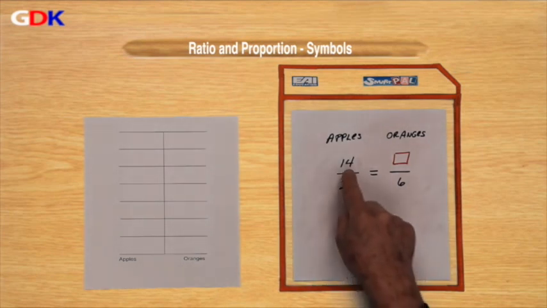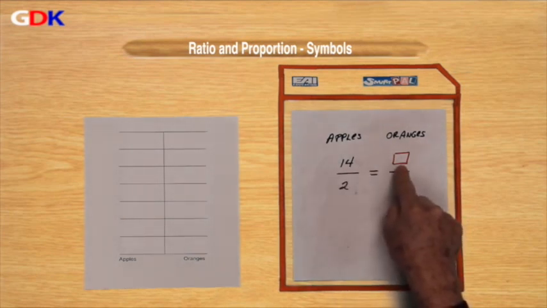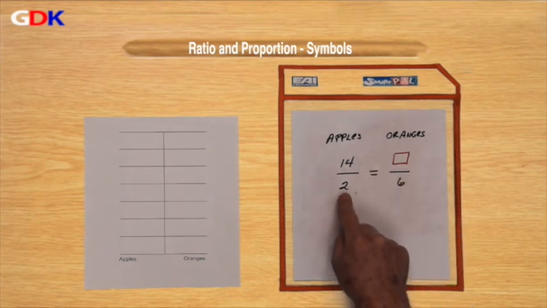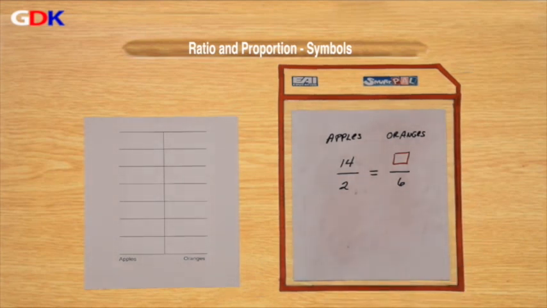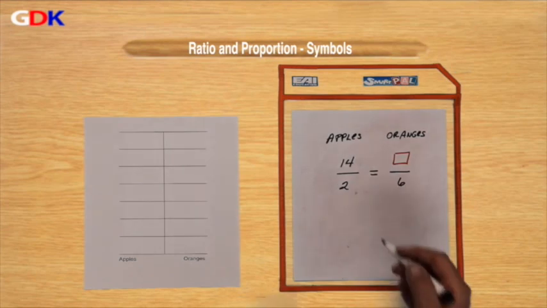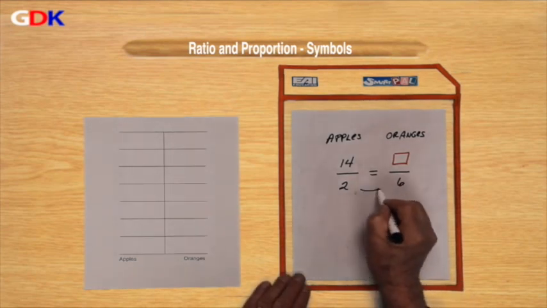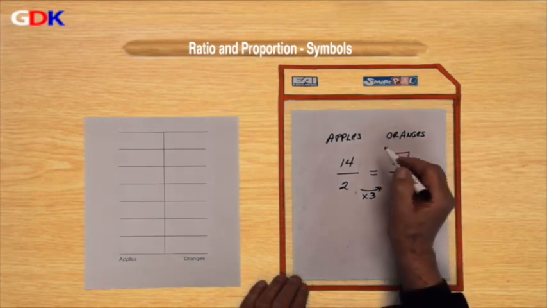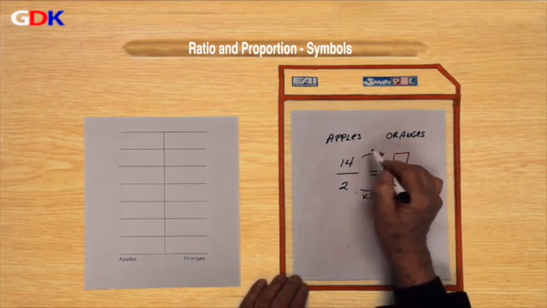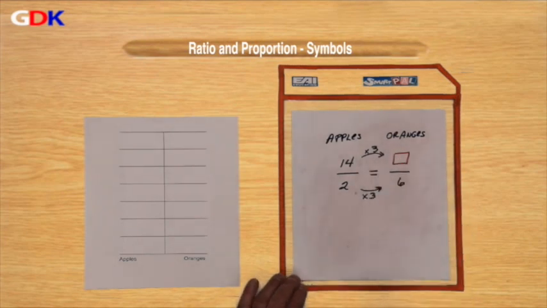So my 14 apples are related to so many oranges, that's what I'm trying to find out, in the same way that 2 apples, a set of 2 apples, is related to a set of 6 oranges. Now I know I can take 2 and multiply it by 3 and get 6. So I'm going to do the same thing with my 14. I'm going to take my 14 and multiply it by 3 and see if that helps me find the number of oranges.